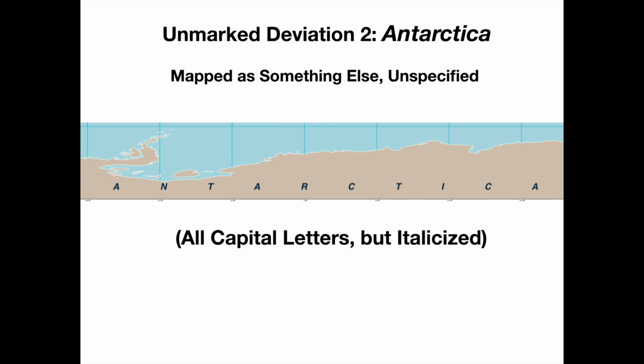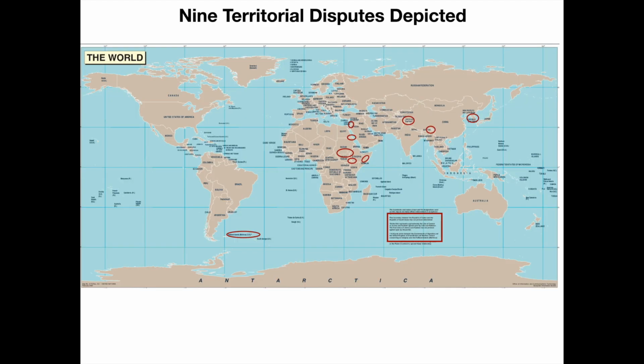And then Antarctica is an exception too. It's mapped in all capital letters as if it were a country, but it's italicized. So again, it's just something that doesn't quite fit in this schema. And I think this kind of labeling shows that.